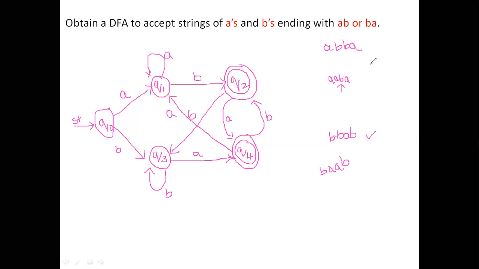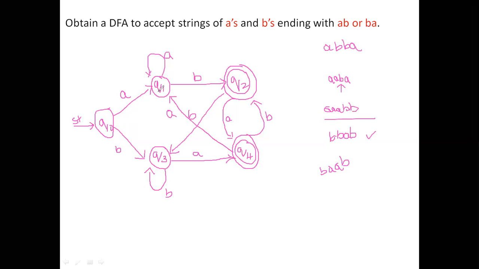Clear? Okay, fine. Let me take one example which is not accepted by this particular DFA, like the continuous 3 A's and 2 B's. Whether it should be accepted by this DFA? No, AB and BA we are having, but here you are ending with what? Double B exactly.